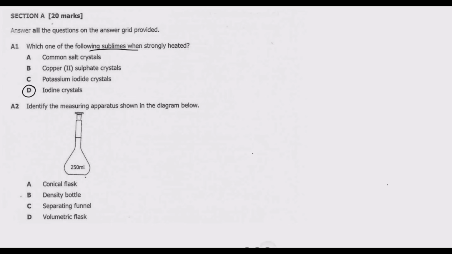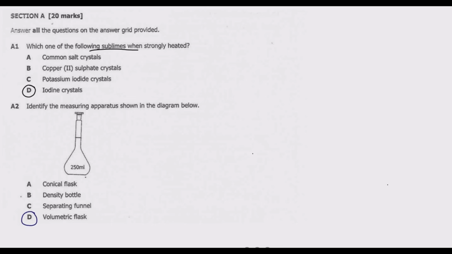We move to question 2. Identify the measuring apparatus shown in the diagram below. If you look at this apparatus, what you discover is that this is known as a volumetric flask. You need to know its use, because a question might come where you are given this and asked what the use is. The use is to measure a fixed amount of liquid.